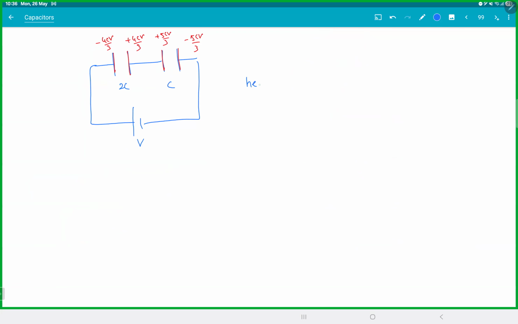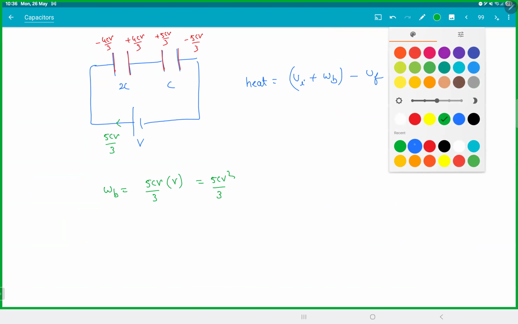So what is the heat produced? Initial energy plus work done by battery minus U final. How much did the battery do? So here 5CV by 3 went here. So work done by battery is the charge coming out of the battery, 5CV by 3, into V. 5CV square by 3. That's your work done by the battery.